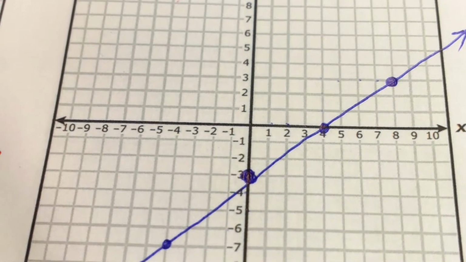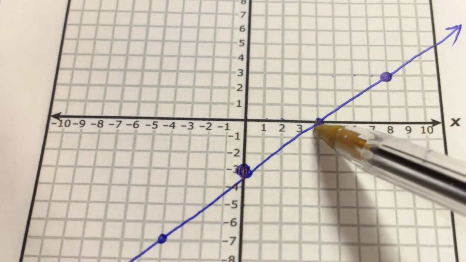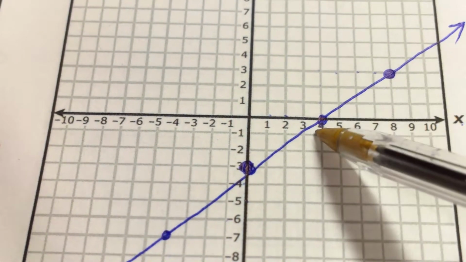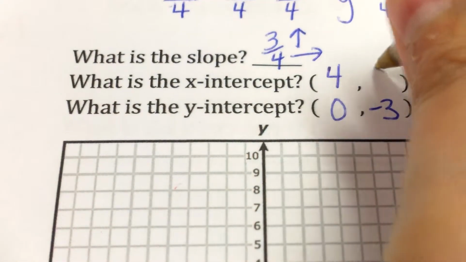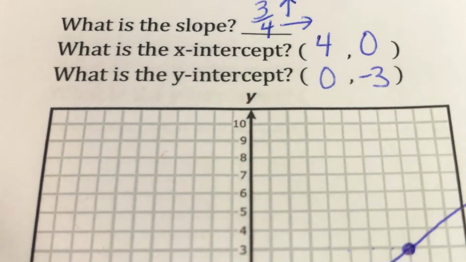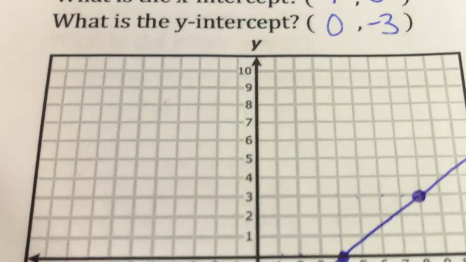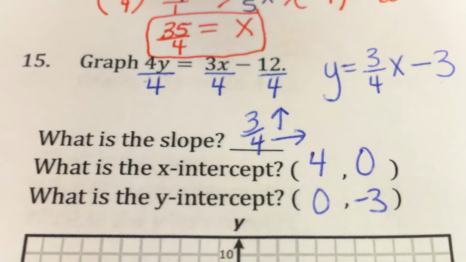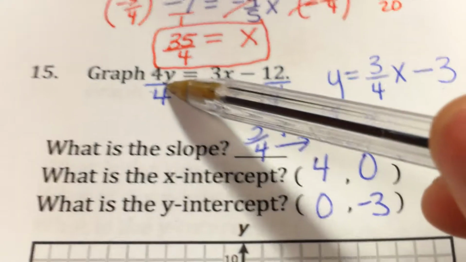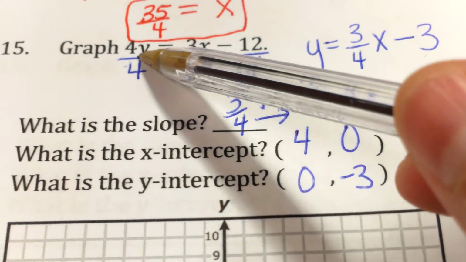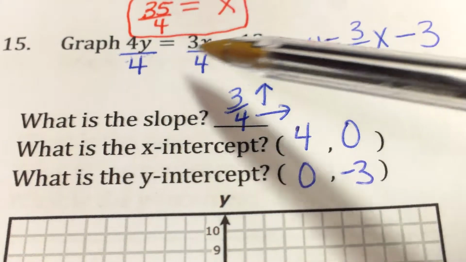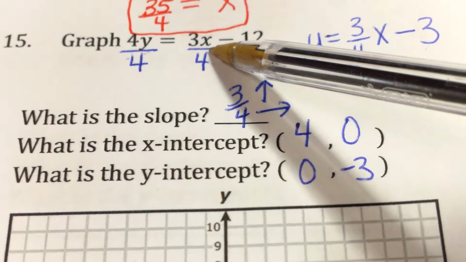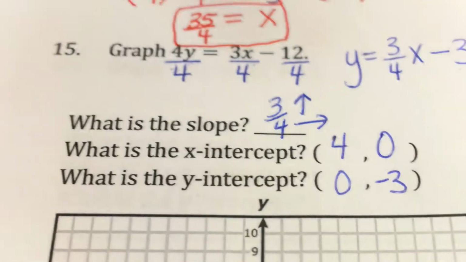And then from here, I can determine what the x-intercept is. Where does it cross the x-axis? It crosses at 4. So x is 4, my y is 0. So my x-intercept is 4, 0. Sometimes it won't be perfect. It might be 0.5. It might cross somewhere differently. And the way you find out what your x or y intercept are is you plug in a 0 for the y to find the x-intercept. You plug in a 0 for the x to find the y-intercept. And you solve.